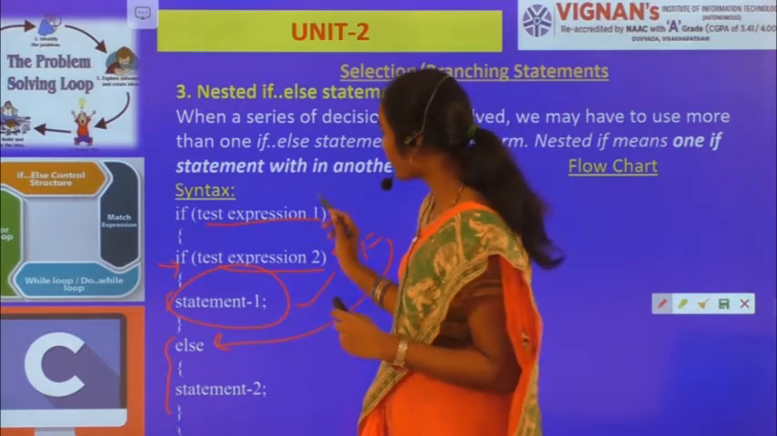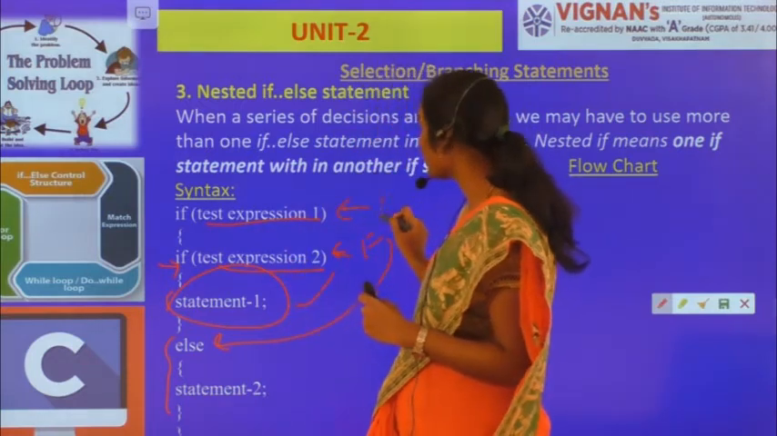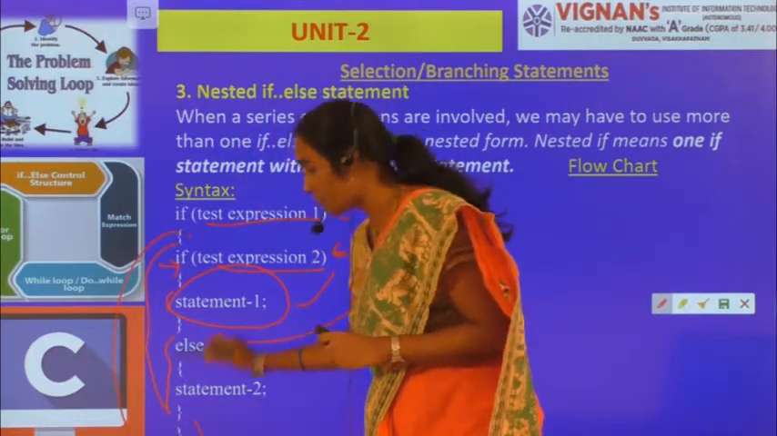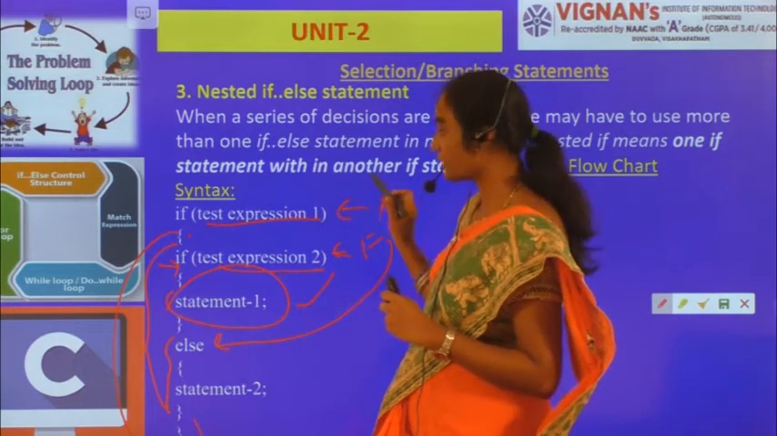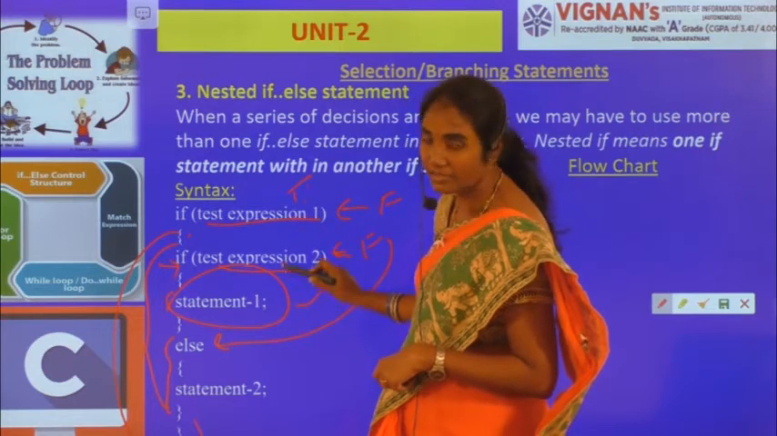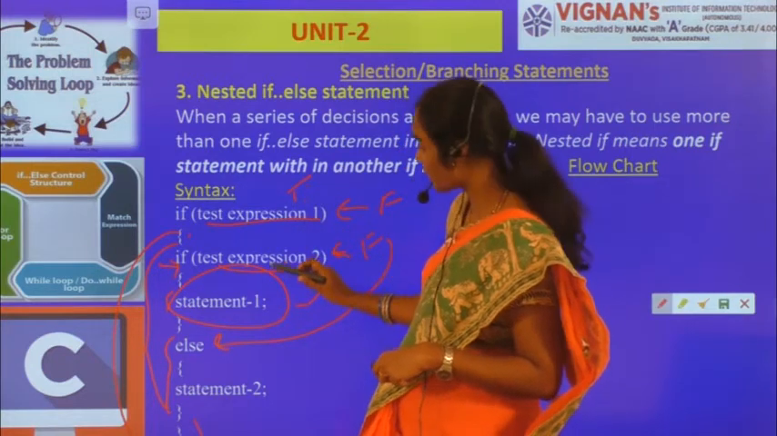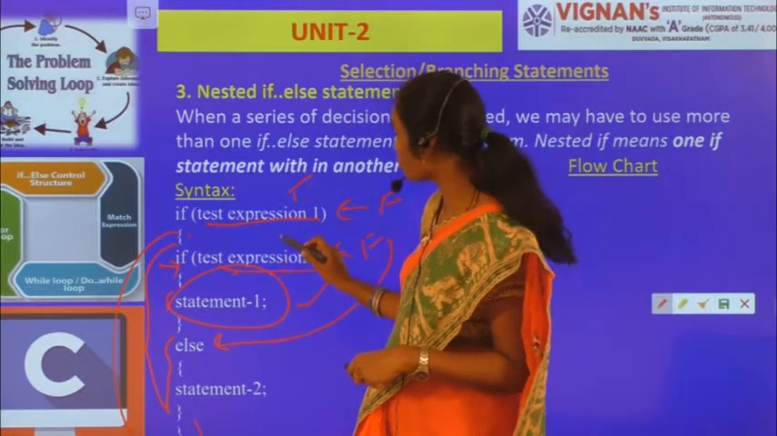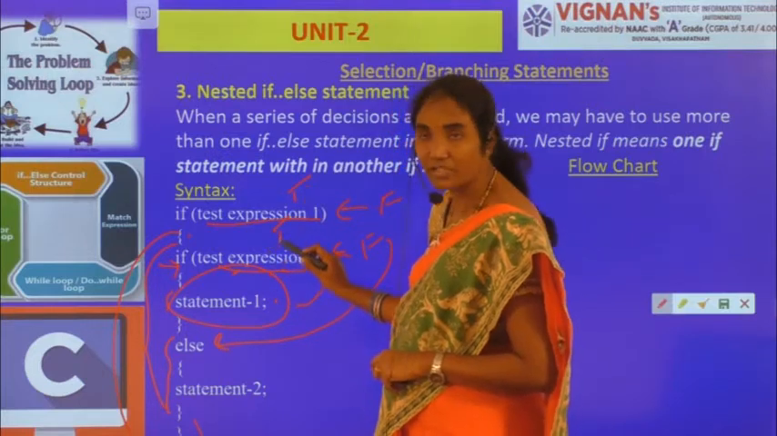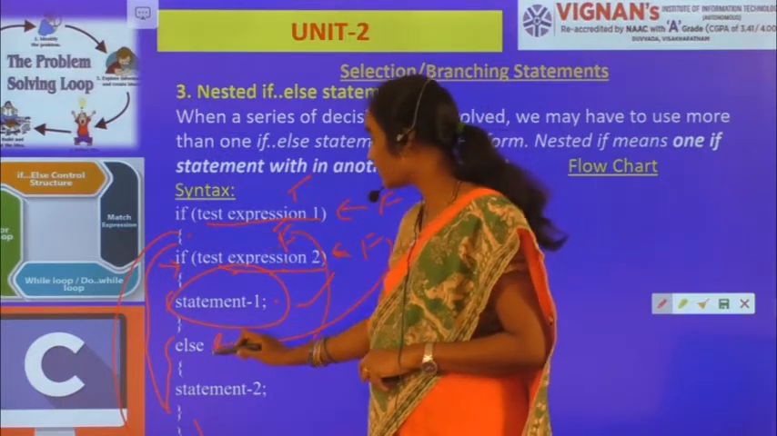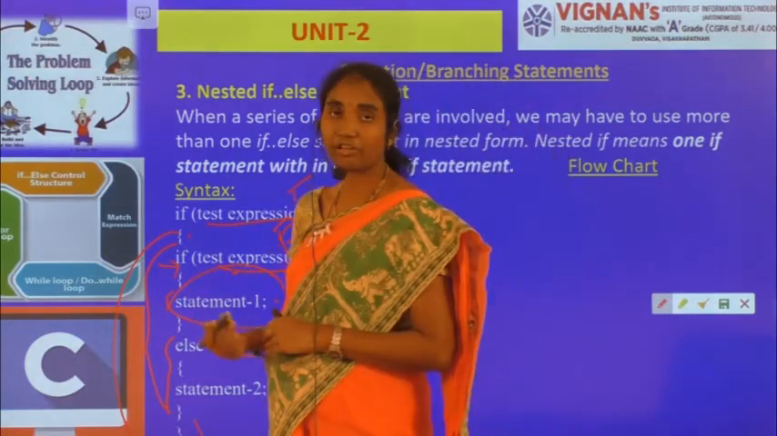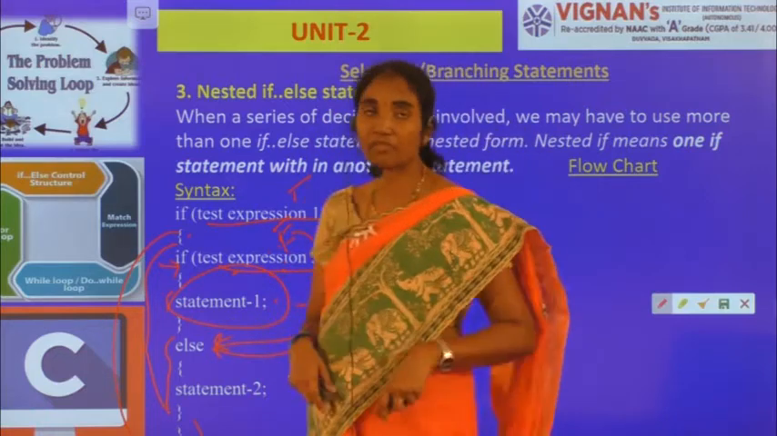Understood? If test expression 1 itself evaluates to false, then it will not execute at all, it will simply come out of this if block. If expression 1 evaluates to true, then it will come inside the if statement, and again it will check expression 2. If this evaluates to true, then statement 1 will be executed. Otherwise, if this expression evaluates to false, in that case it will execute the else part. That is how the execution is done for this particular statement. Now let's have the flow chart for this.